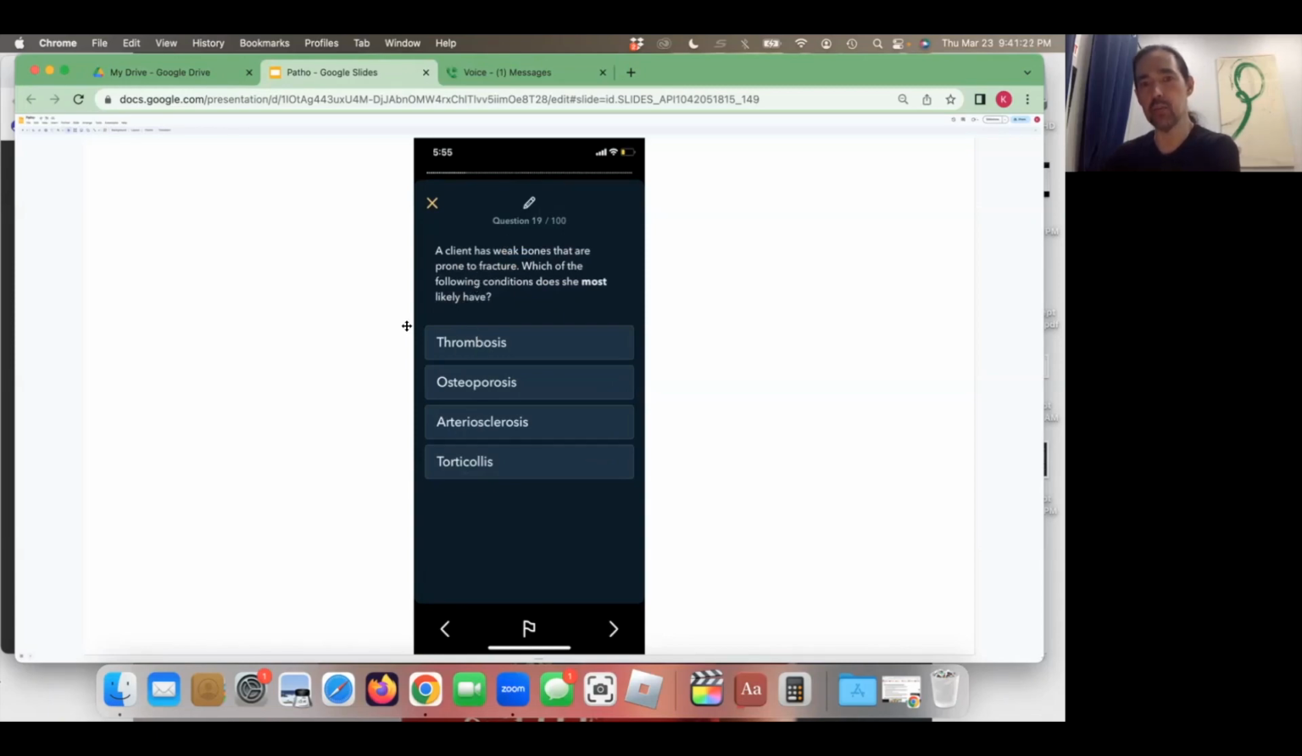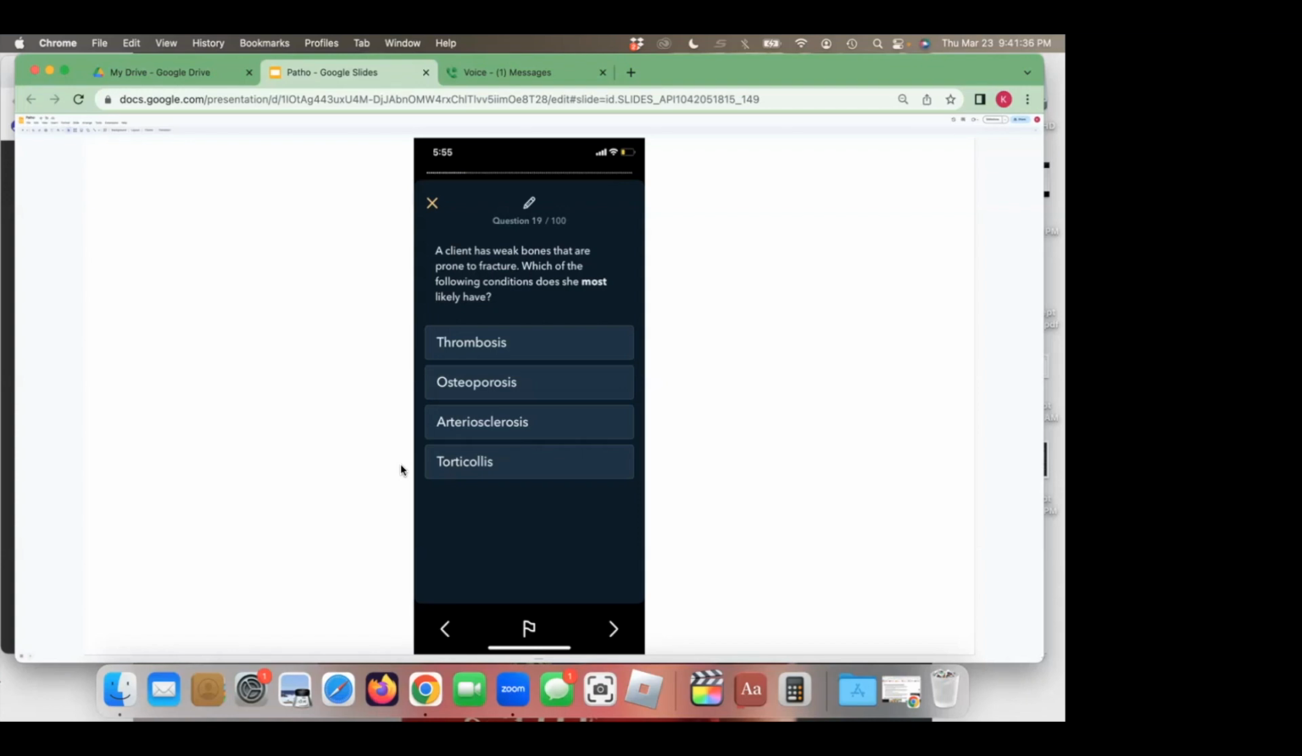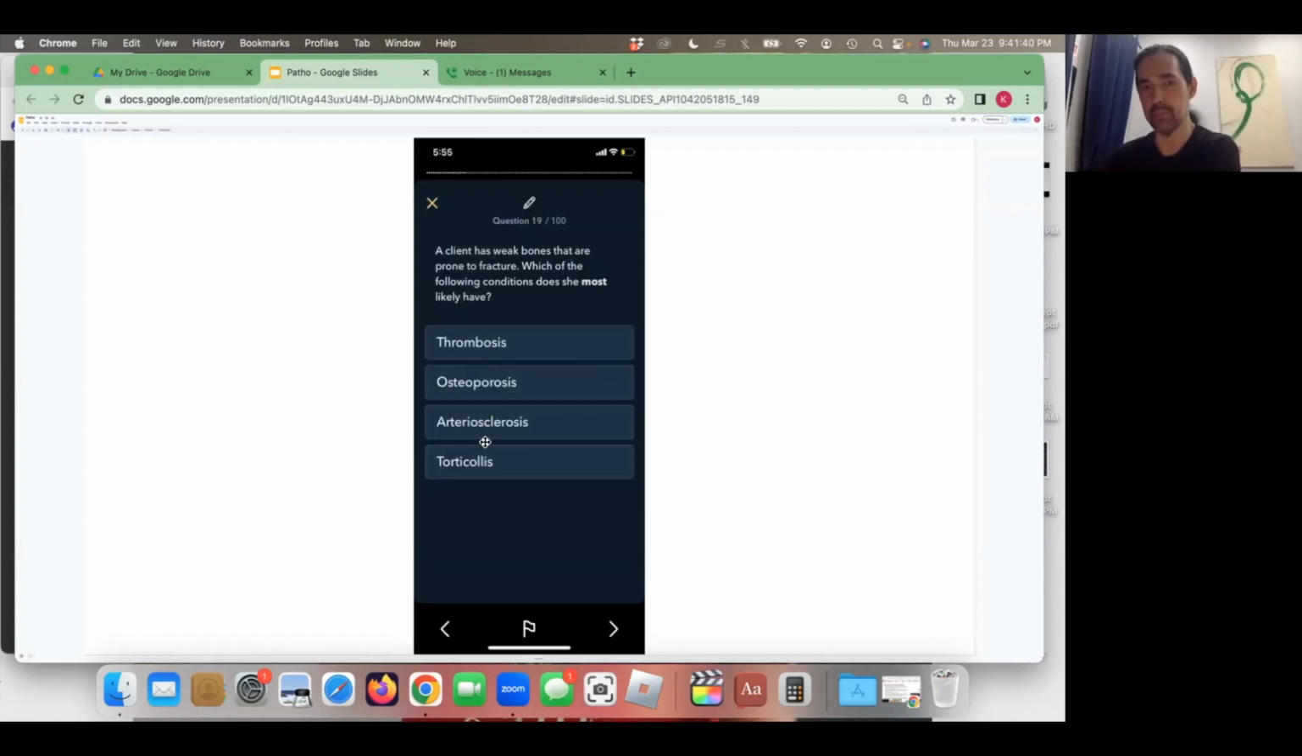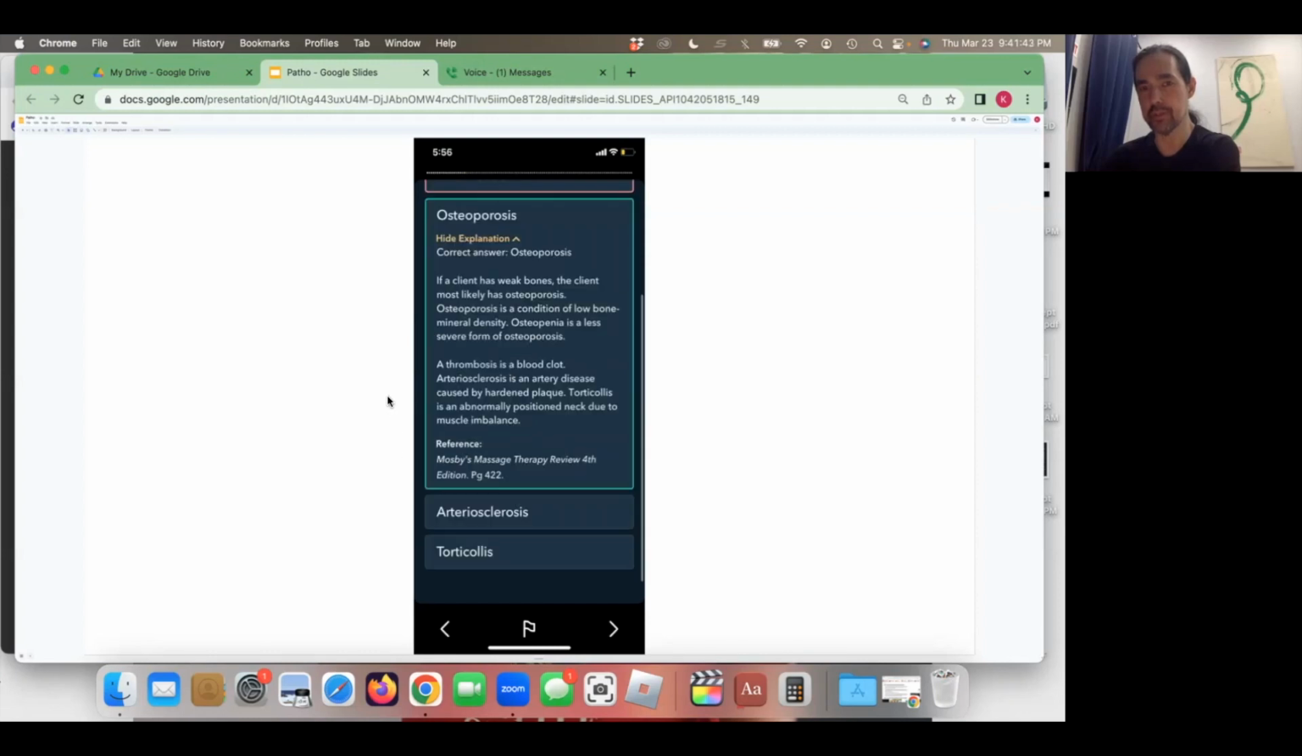A client has weak bones that are prone to fracture. Which of the following conditions does she most likely have? Thrombosis, osteoporosis, arteriosclerosis, torticollis. Osteoporosis. Osteoporosis, right. Yeah, this one also is a good opportunity to learn four conditions because there's an explanation here.